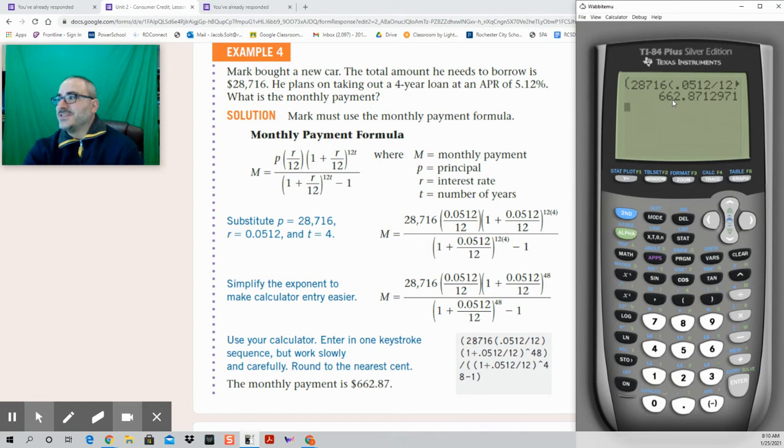$662.87, right? $662.87. That is going to be Mark's monthly payment on a loan of $28,716 with a term of 4 years with an APR of 5.12%. That's the one shot, folks. That's how you do it all in one shot.